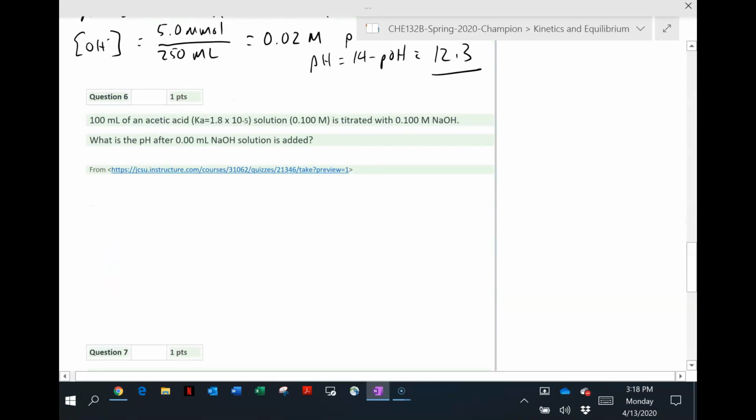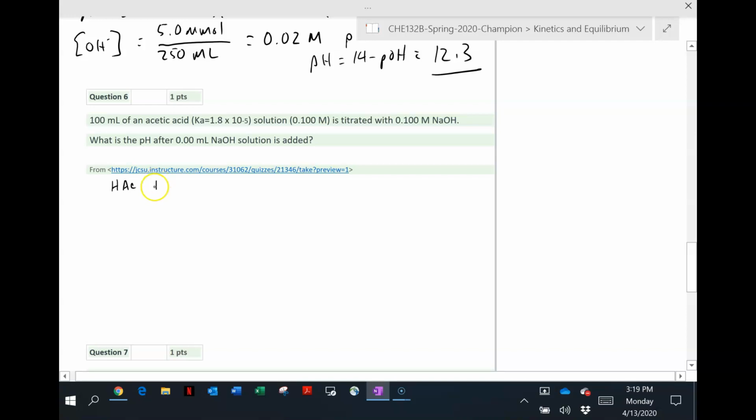All right, now question 6, we're looking at a weak acid. We've got acetic acid, and we're going to titrate that with NaOH, and we're asked the question, what's the pH after 0 milliliters of NaOH is added? Well, so at that point we only have acetic acid, and if you're dealing with a weak acid, you could just always call it HX or HA or something like that. I'm going to use the abbreviation AC for acetic acid, which is common.